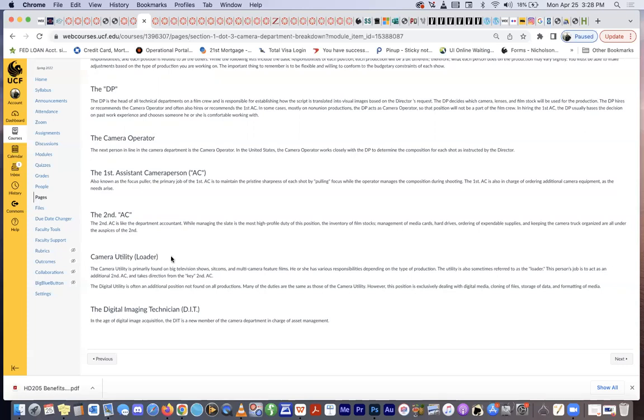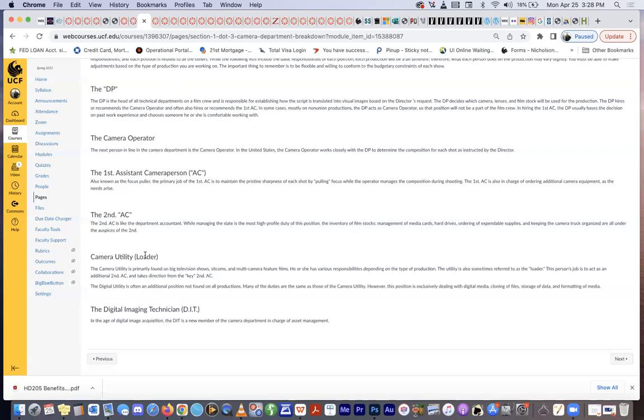They can be a very handy addition to any camera team. And this is also considered an entry-level position. So many of you who are interested in seeking jobs as camera assistants when you get out of school might consider applying for camera utility positions on film and television projects as an entry-level individual. This is where you're going to learn the ins and outs of the entire department.